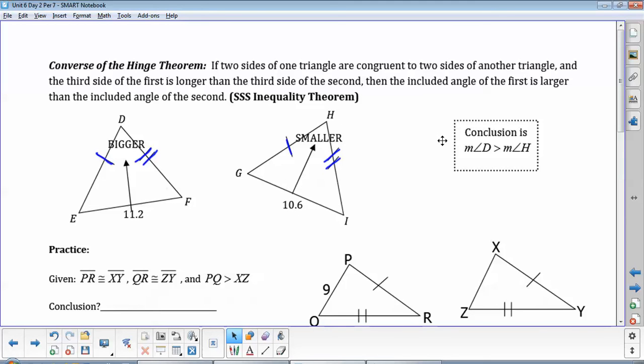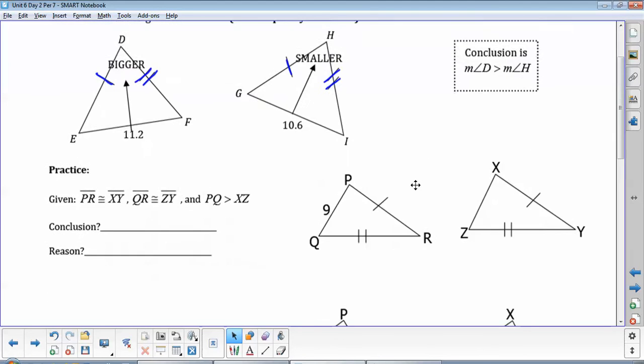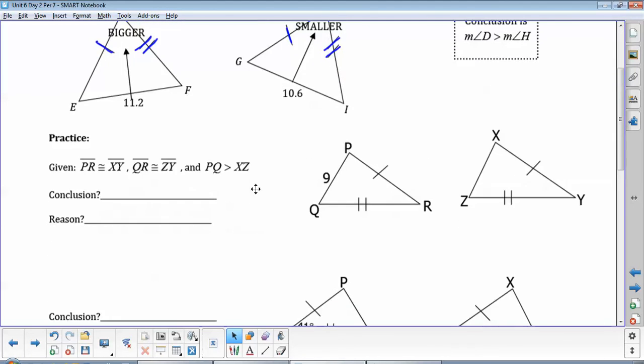So here are a few practice problems that we're going to walk through together, and then I'll let you have a chance to practice on your own. In this one, it says given line segment PR is congruent to line segment XY, and line segment QR is congruent to line segment ZY. So here is QR, and that's congruent to line segment ZY.